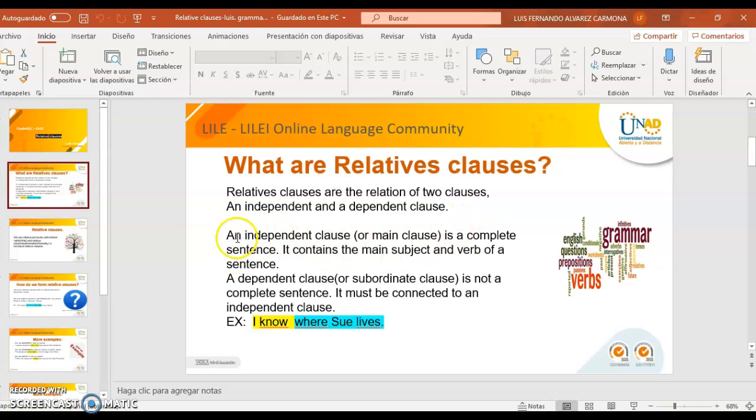clause. An independent clause or main clause is a complete sentence. It contains the main subject and verb of a sentence. For example, I know where she lives. So "I know" could be an independent clause. "Where she lives" is a dependent clause. A dependent clause or subordinate clause is not a complete sentence. It must be connected to an independent clause.